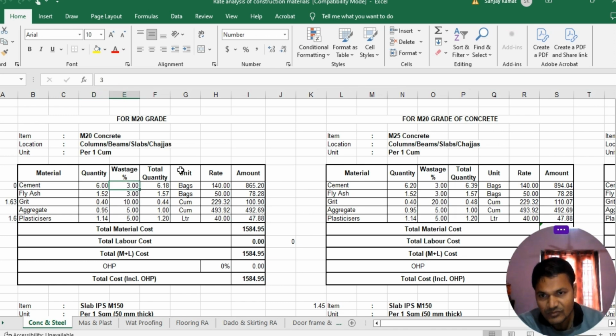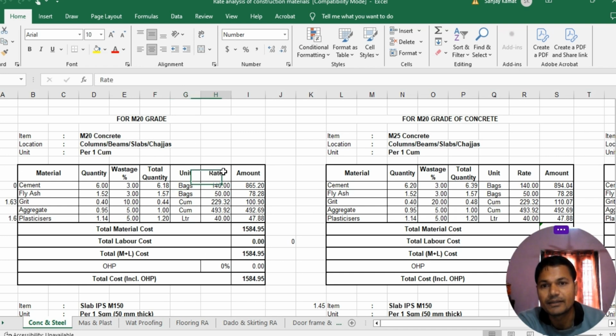And then what is the total quantity? The total quantity we have taken is 6.18. This is the quantity, whole cubic meter. And here the unit: cement is not in kg, not in square. Cement is always in bags, so its unit is always bag.